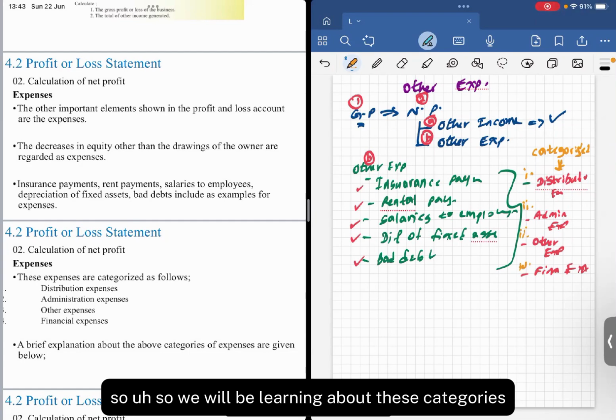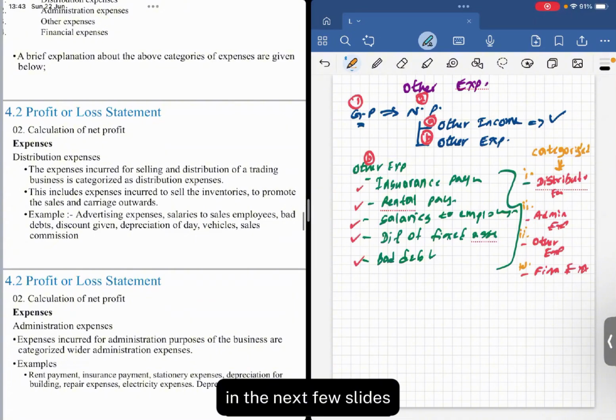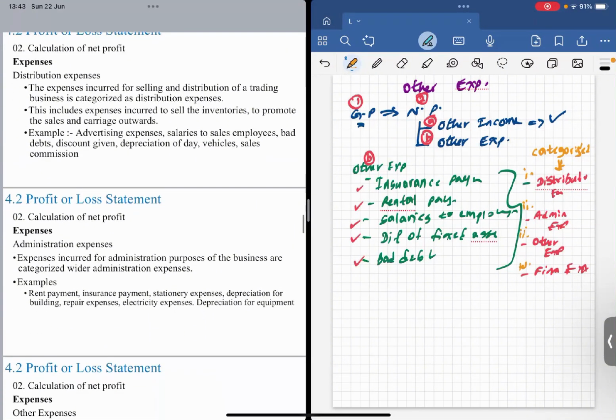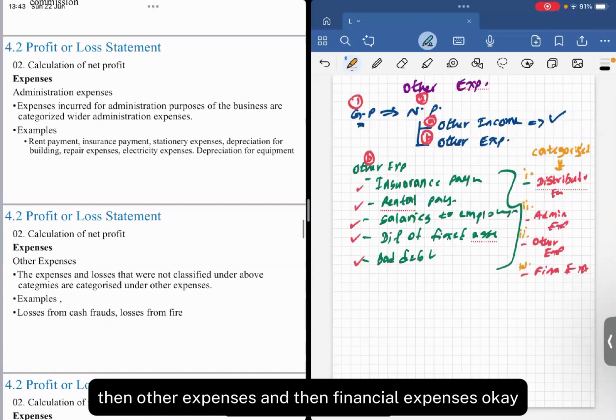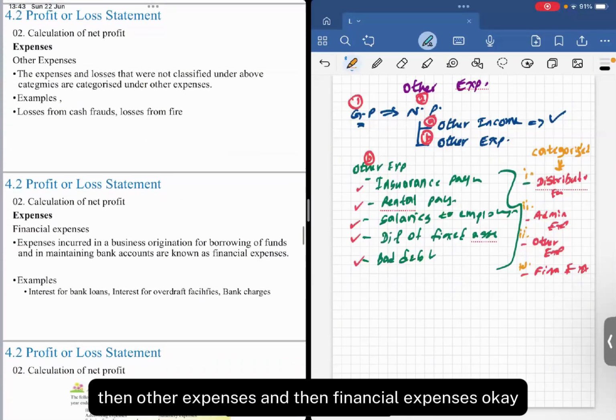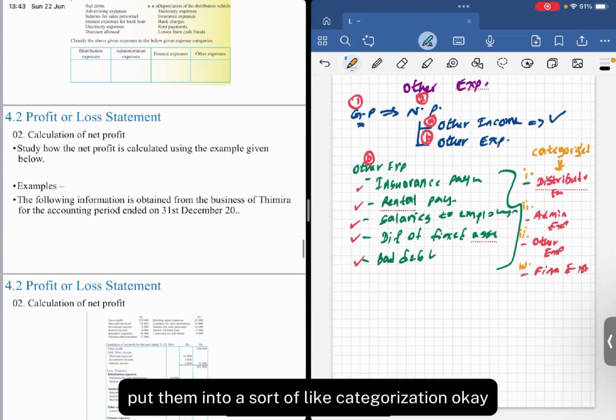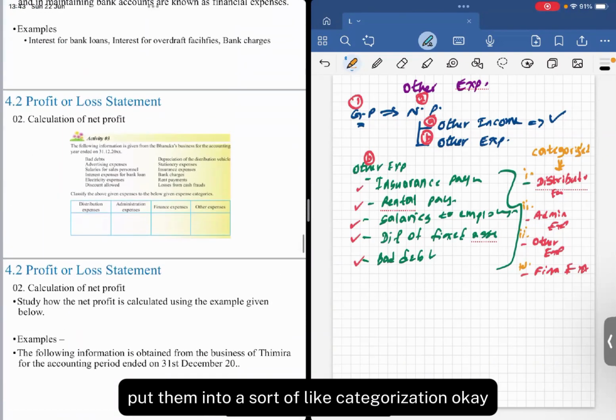Okay, so we will be learning about these categories in next few slides. We will be learning about distribution expenses, then administration expenses, then other expenses, and then financial expenses. And then we will put them into a sort of categorization.